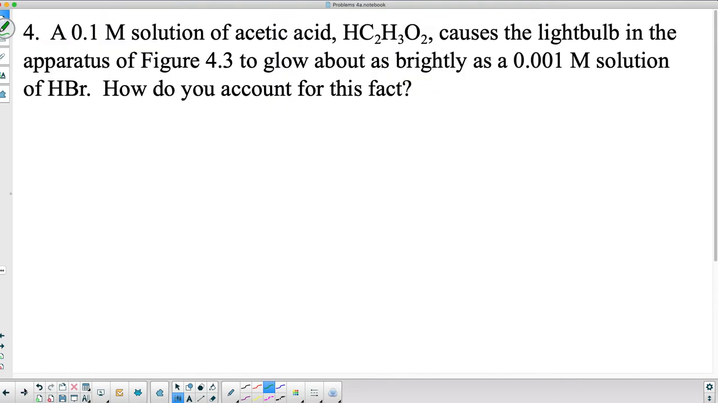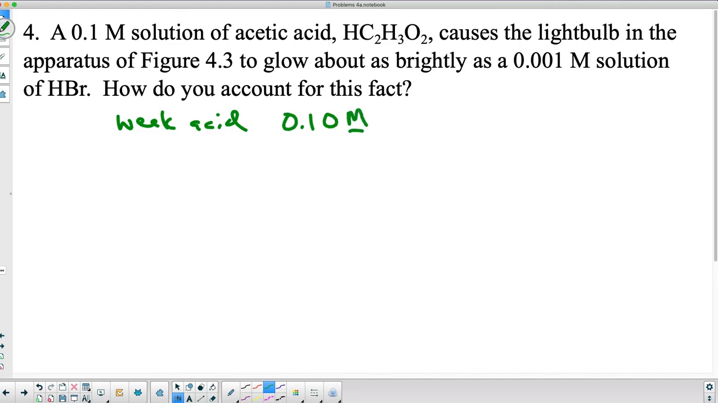So it says, number 4, a 0.1 molar solution of acetic acid causes the light bulb in the apparatus of figure 4.3, which is what I just showed you, to glow about as brightly as a 0.001 molar solution of HBr. Now, how do you account for this fact? Well, we have two things here. We have acetic acid and we have hydrobromic acid. Here we have a weak acid, and the weak acid has a concentration of 0.1.